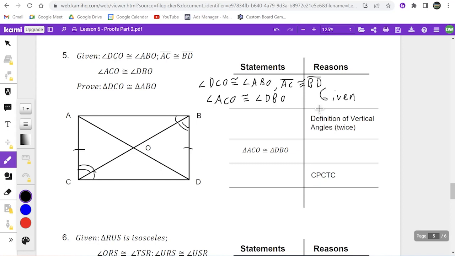Okay, next we have the reason, which is definition of vertical angles twice. And then can someone other than Shronik tell me what the statement would be? Sorry, Shronik, you've been answering every time. Is it angle AOB is congruent to angle COD, and angle AOC is congruent to angle BOD? You're exactly right. So let's mark these.